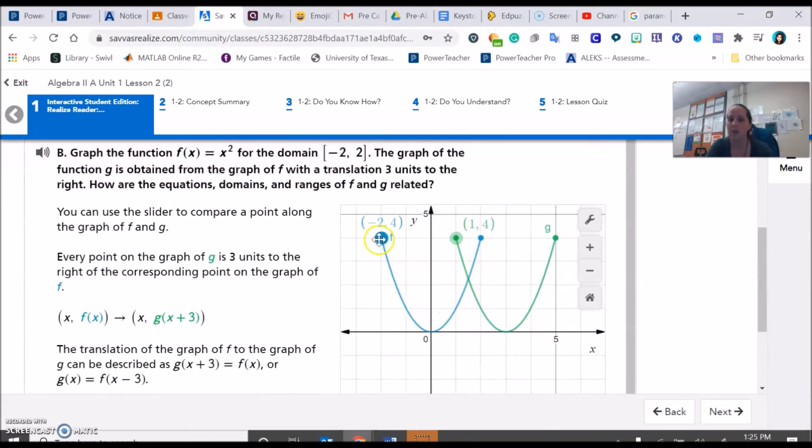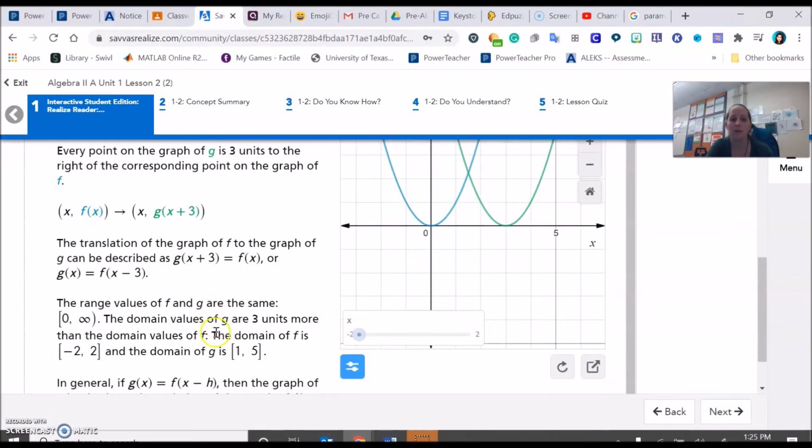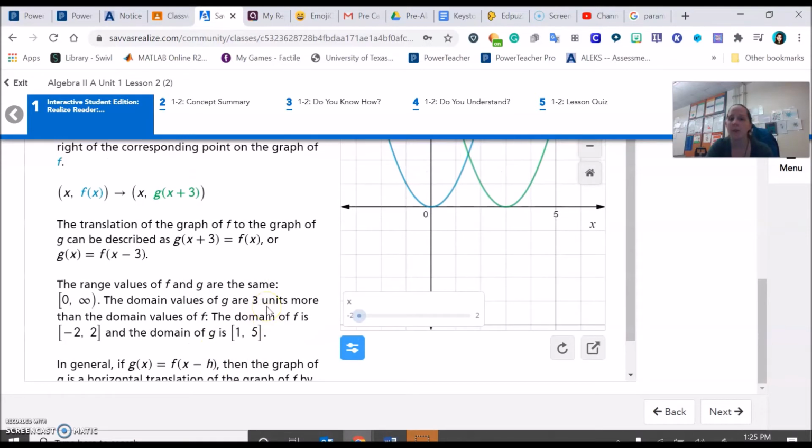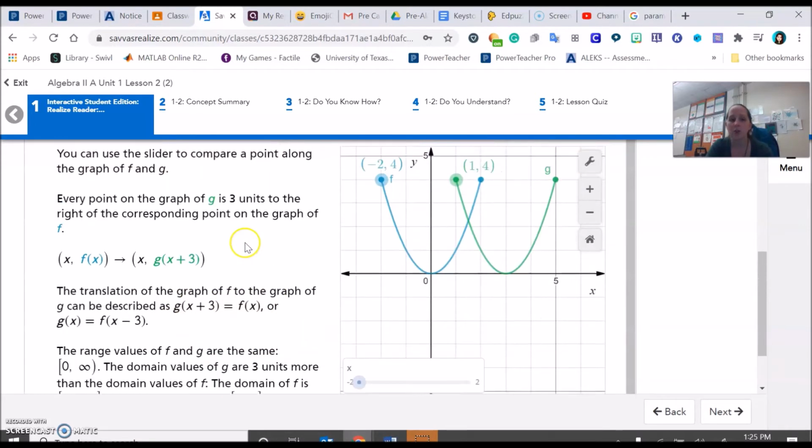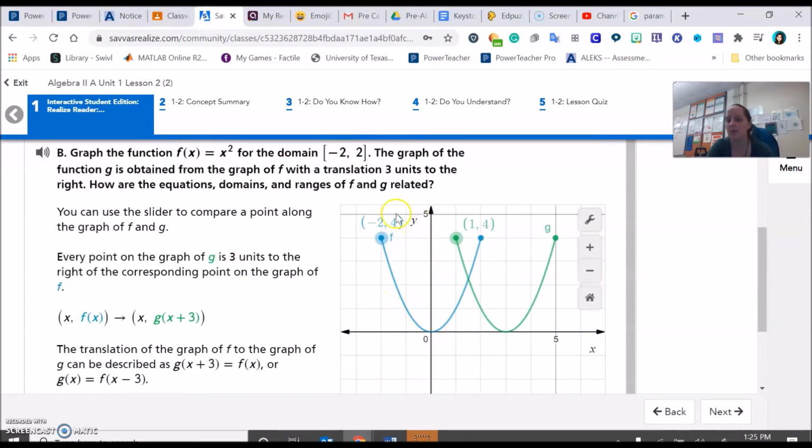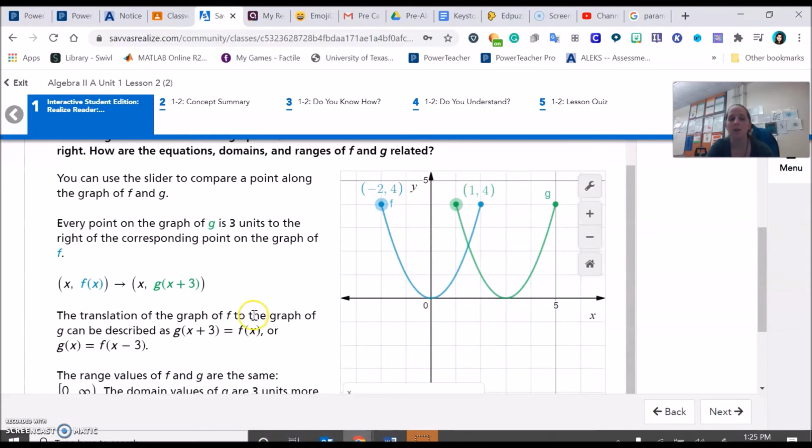so here my domain is negative 2 to 2. My domain for this graph is going to change because I moved it over. It was a horizontal shift instead of a vertical shift. So my new domain is 1 to 5. 1 to 5. Okay, so there's my domain. My range is still the same, 0 and up. In this case, 0 to 4.